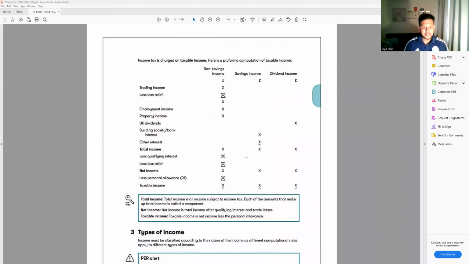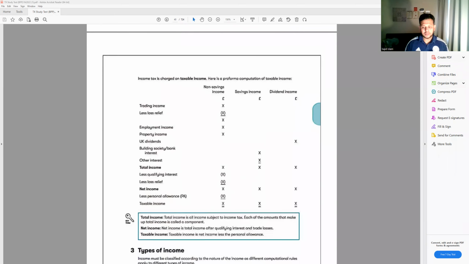All right, so we have a template here. Just quickly have a look at this template. In the exam, you have to make this template, and on the scrap paper, you need to do the workings by following this template. So first, we do the non-savings income, then we do the savings income, and we have a dividend income. So trading income from the business, if there is any trading income, we take that. If there is a loss, we take it away. So trading income minus the loss.